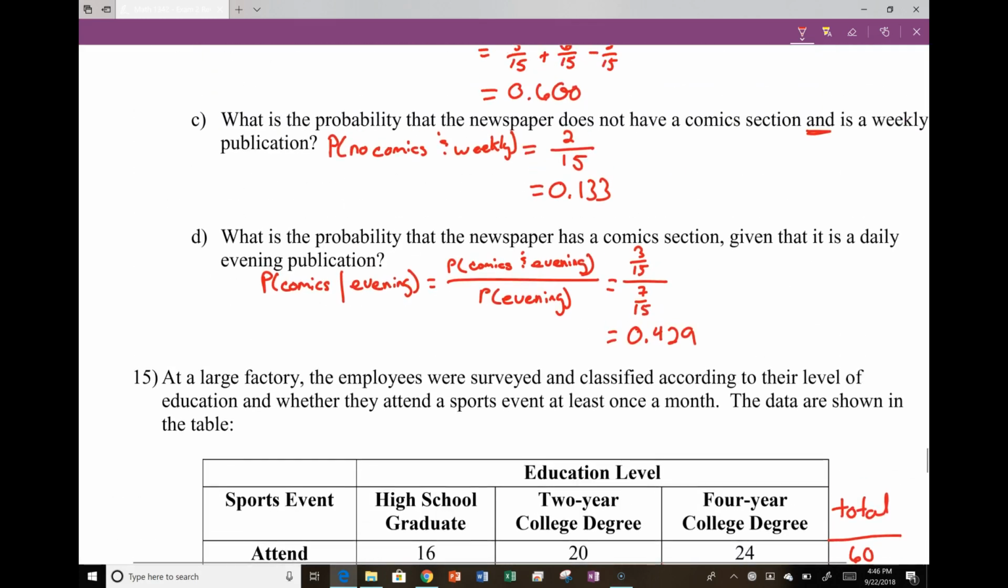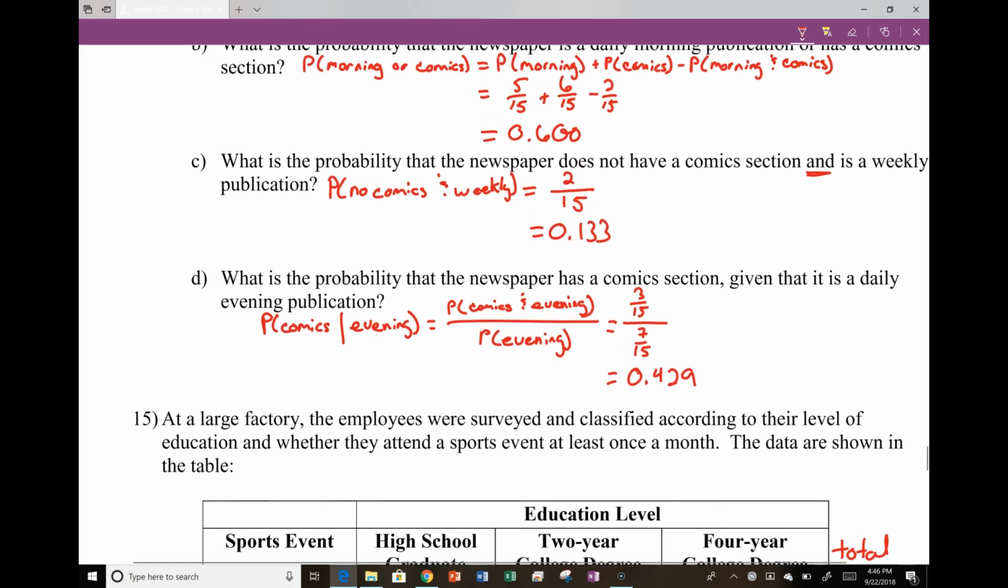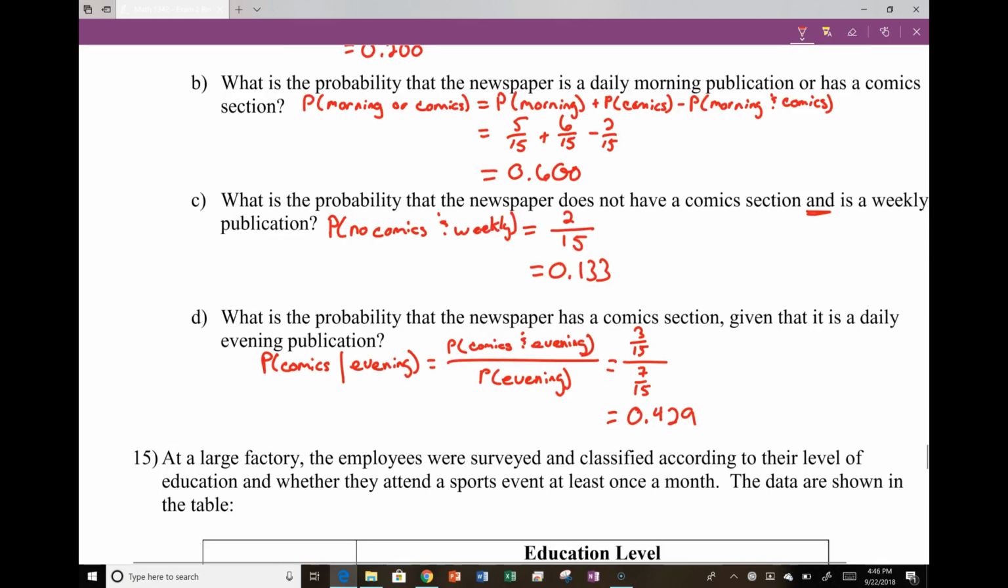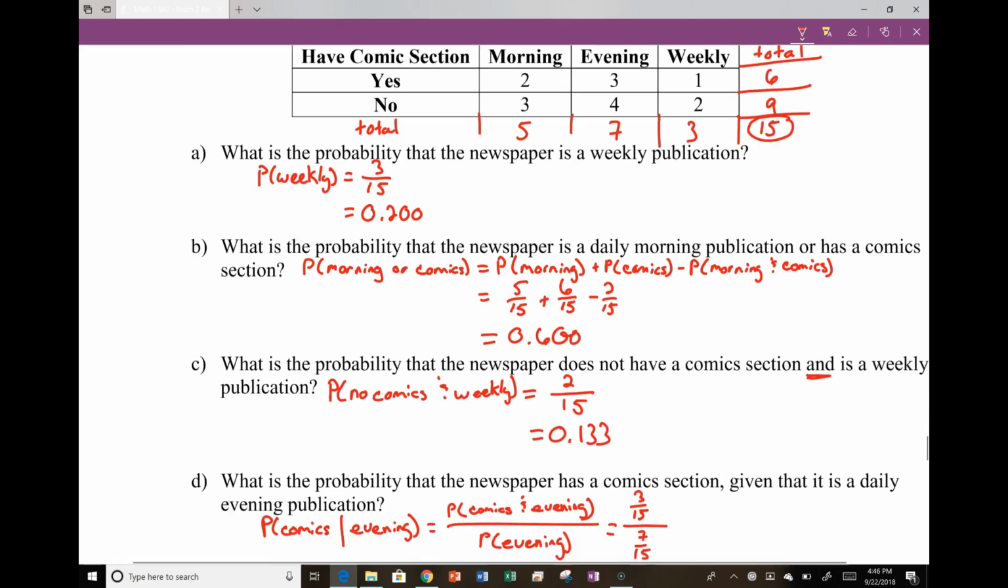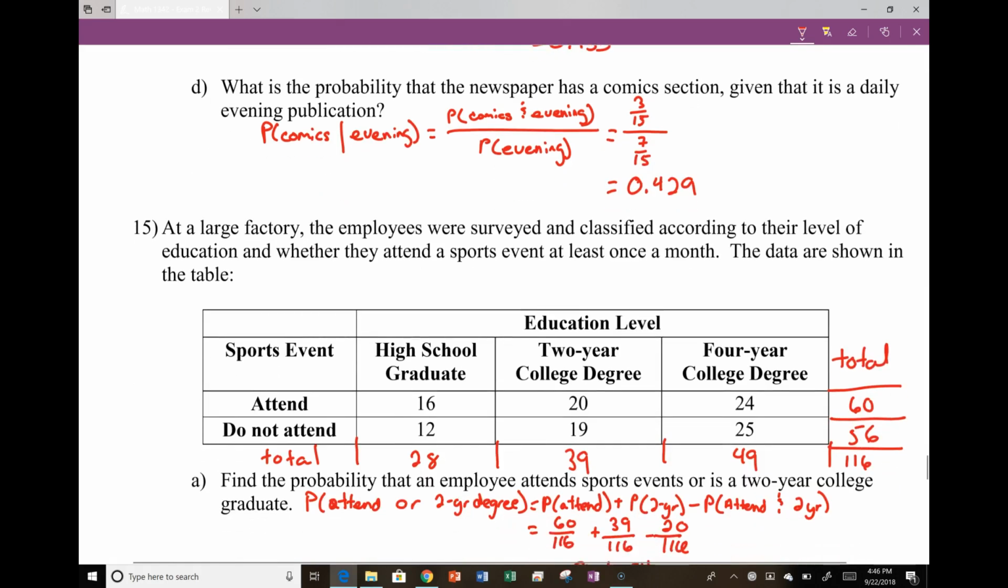Now these are things on both of these contingency tables. These are items that can happen at the exact same time. They are two characteristics of the same thing. So in other words, being a morning paper and having a comic section is talking about the exact same newspaper. Attending a sports event and being a high school graduate is talking about characteristics of the exact same employee.